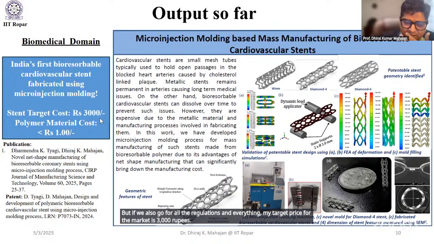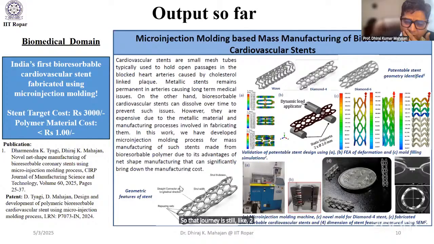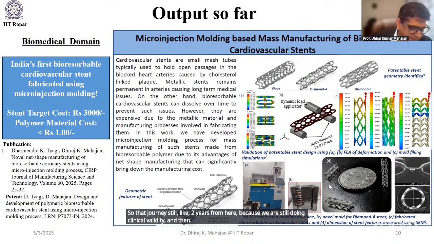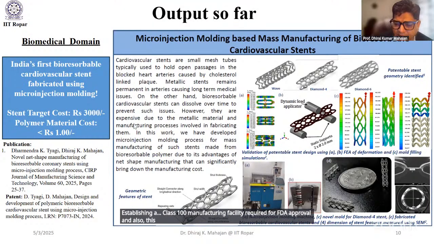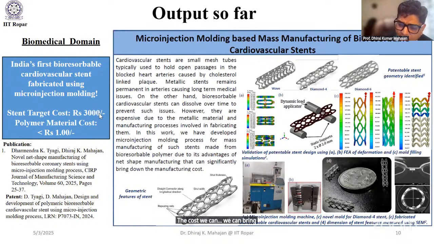So that journey is still like 2 years from here, because we are still doing clinical validity and then establishing a class 100 manufacturing facility required for FDA approval. And also this journey is a little long, but I believe in the long run the cost we can bring down to rupees 3,000 for this coronary stent in the next 2 years. So this was the first output.